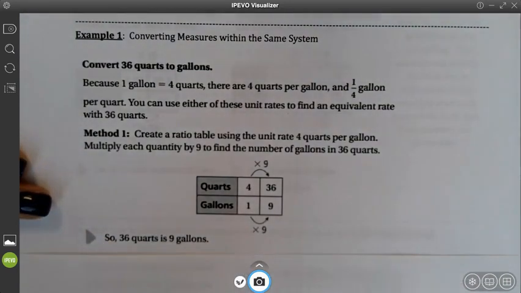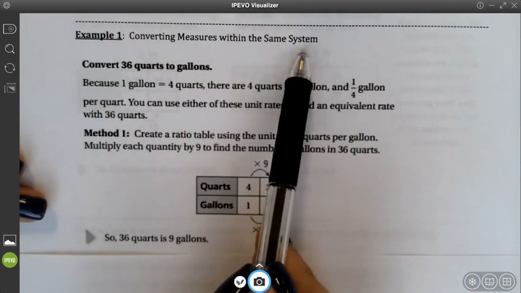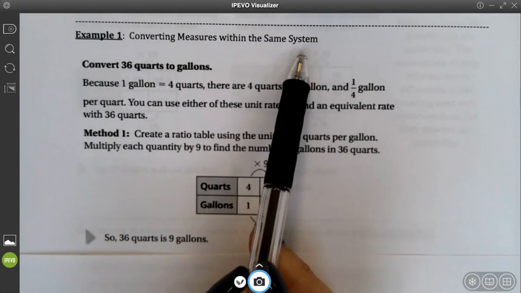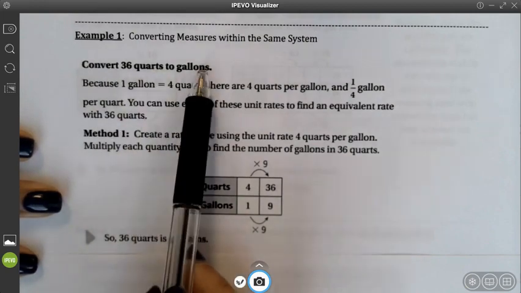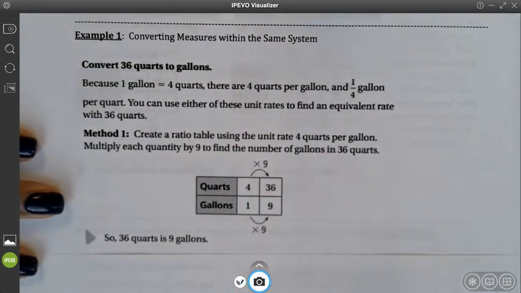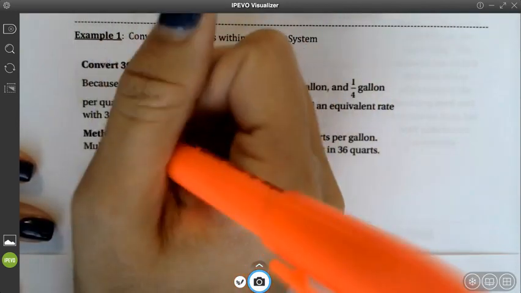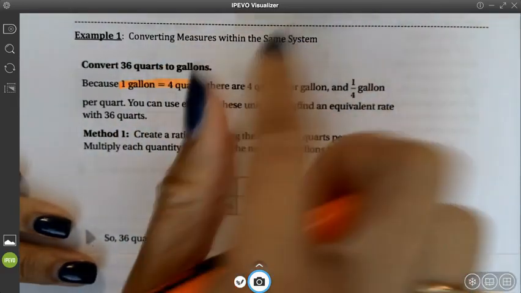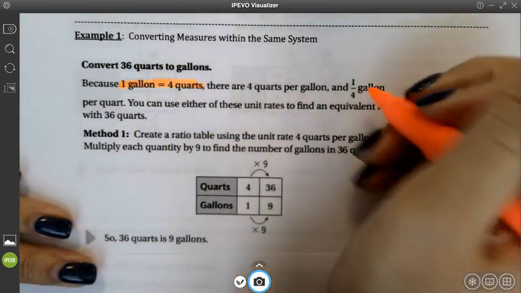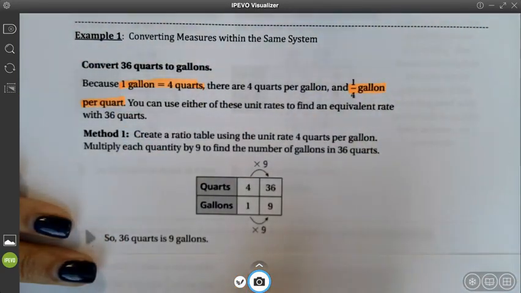Example 1. If we were asked to convert measures within the same system, so that would be within the U.S. customary system or within the metric system. We are asked to convert 36 quarts to gallons, and we need to know some important information in order to do this conversion. We need to know that 1 gallon equals 4 quarts, or that 1/4 of a gallon equals 1 quart.